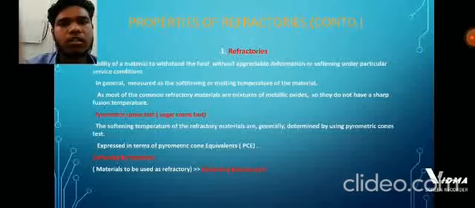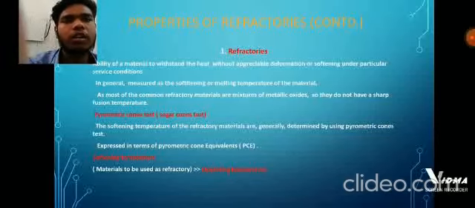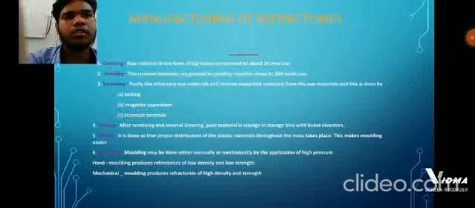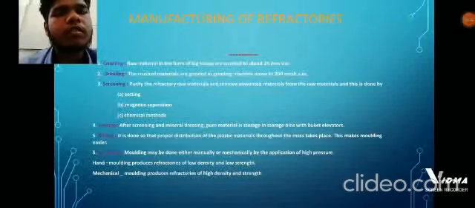Pyrometric cone test. The softening temperature of the refractory materials is generally determined by using the pyrometric cone test, expressed in terms of pyrometric cone equivalent softening temperature. Materials to be used as refractory should have a softening temperature above the operating temperature. Manufacturing of refractories.